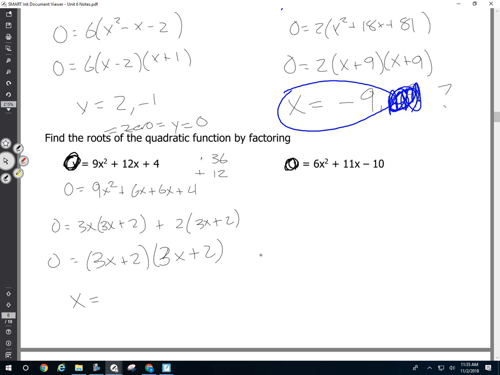Maybe I got to solve one of these. Maybe I'm unsure what it is. Take the time. Subtract 2, divide by 3, negative 2/3. You wouldn't write it twice. This is another one where we just have one solution. Okay, we just touched the x-axis.